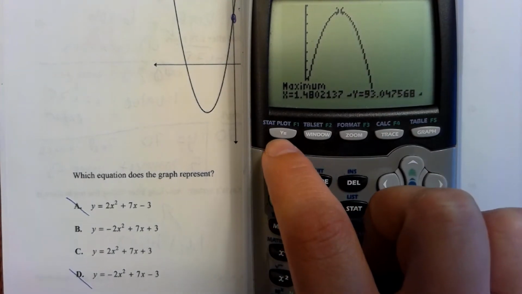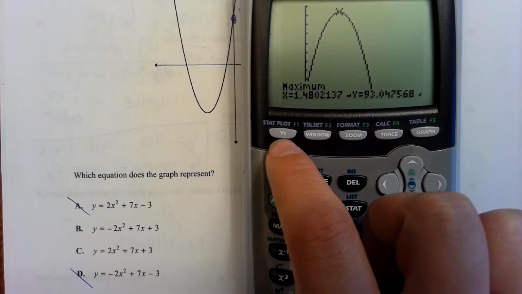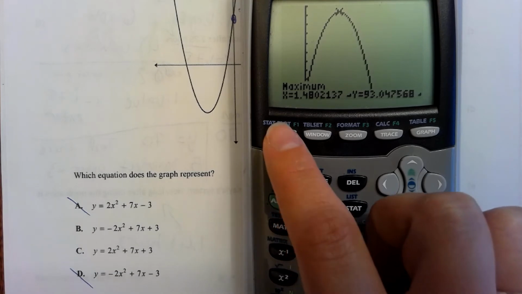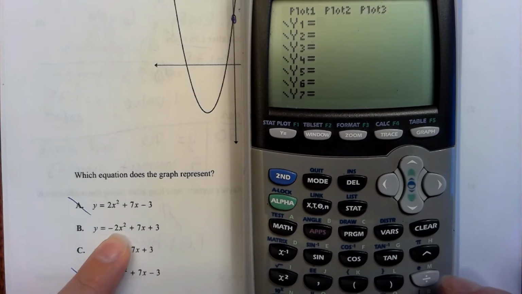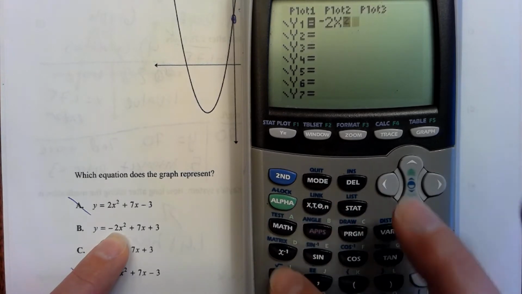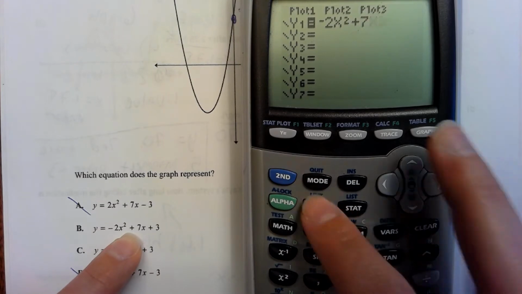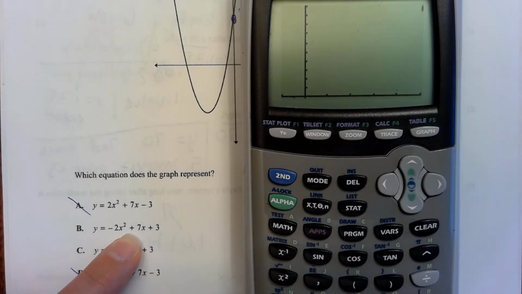So let's practice that, just because it is good practice to graph stuff in your calculator. Let's go to y equals. I'm going to erase the stuff I had in there before, type this guy in. Reminder, when we have a leading coefficient, we have to use that negative sign at the bottom. -2x squared plus 7x plus 3.